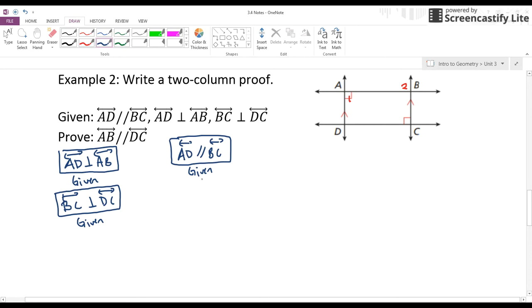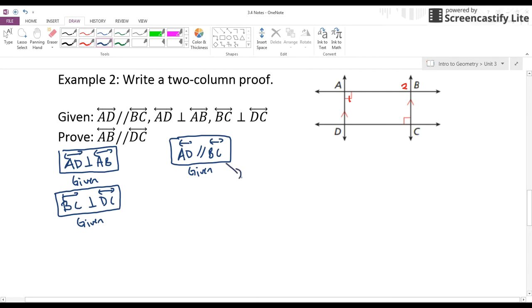So remember, use what you know. I know AD is parallel to BC, and if I can show this angle 2 is a right angle, or any of these angles really in this corner as a right angle, I can show that AB is perpendicular to BC, which is what's going to help me get to my final statement, because that's the theorem I'm trying to use here.